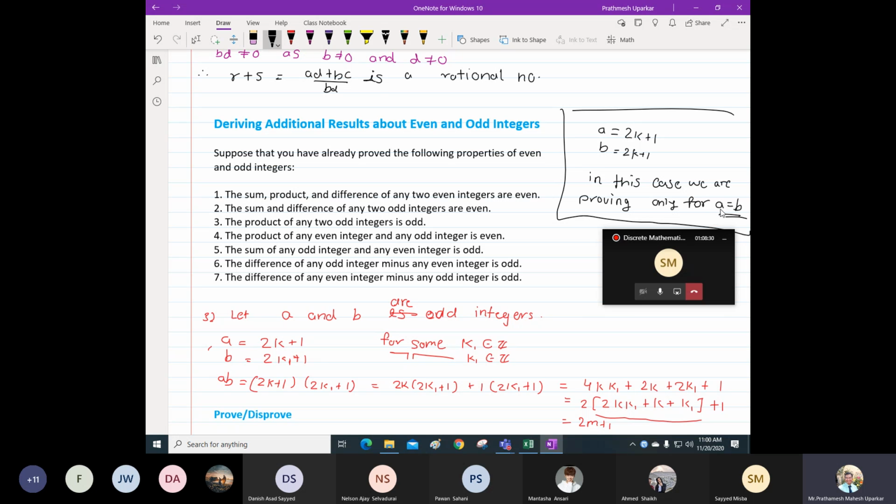मतलब हम लोग सेम नंबर के लिए प्रूव कर रहे हैं. In general, when I say two odd integer, I am not meaning that both are the same odd integer. I am meaning a is a different number, b is a different number. They may be same, but they may not be same. So in writing the proof, if you write this, it is wrong. Okay. So let's stop here. We will continue in the next lecture. Okay.